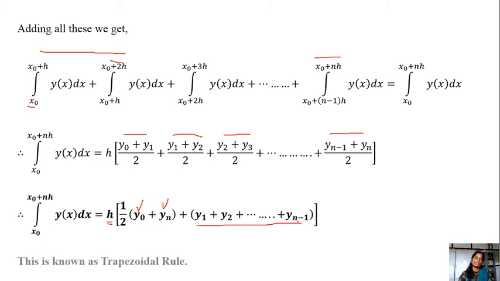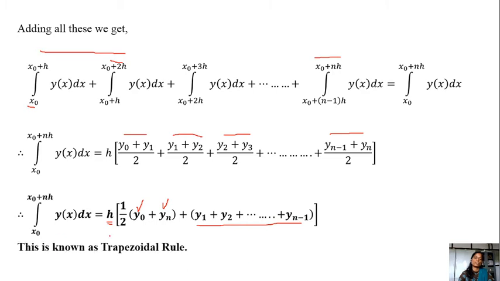So this is known as the trapezoidal rule. So remember this trapezoidal rule. It is easy to remember. So just h outside, 1 upon 2 of the first and last terms, and plus all the terms between first and last.